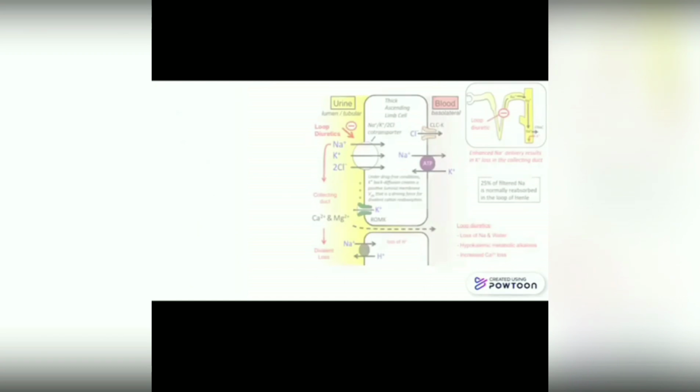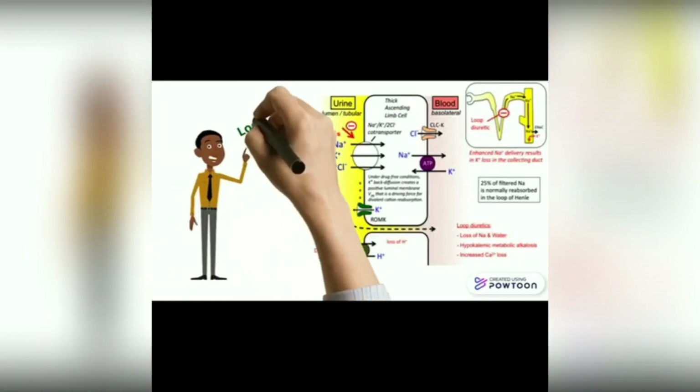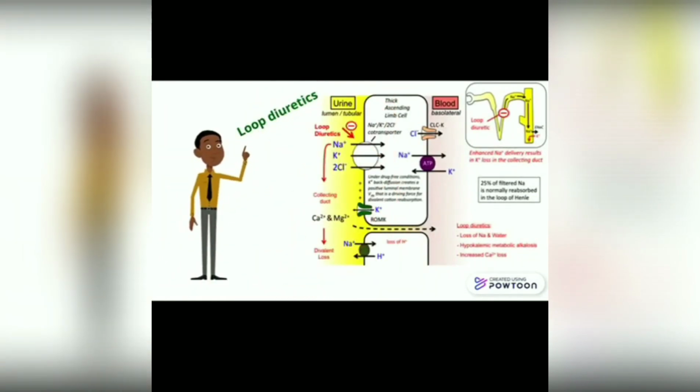Loop diuretics inhibit the luminal sodium-potassium-chloride co-transporter in the thick ascending limb of the loop of Henle. Water and electrolyte excretion may increase, and it inhibits reabsorption of a much greater proportion of filtered sodium than any other diuretic agent.